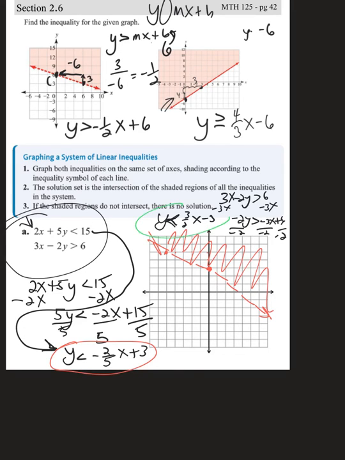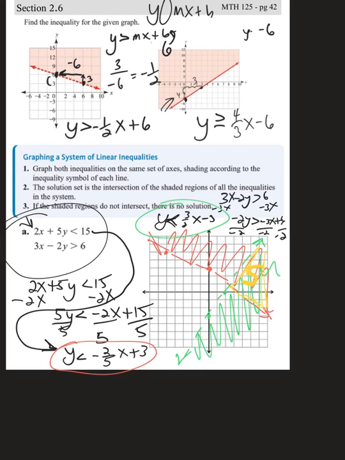Now I'm going to do this one here. Negative 3 is my y-intercept. Rise 3. Run 2. Dotted line also, because it has no equal. And less than is right here. So my solution set is going to be in this spot right here. This is the solution right here.